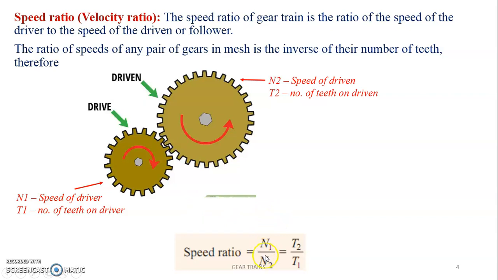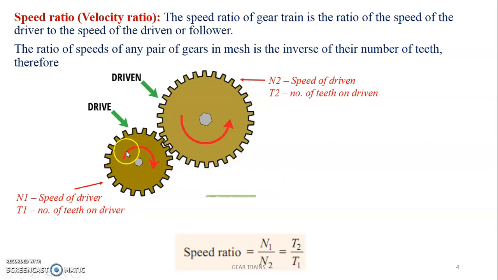To elaborate, the speed ratio, which is the speed of the driver divided by the speed of the follower or driven, is equal to the number of teeth on the driven divided by the number of teeth on the driver. This is a very important equation, and I hope you understood this. The speed ratio of a gear train or a combination of gears is always the speed of the driver divided by the speed of the driven.